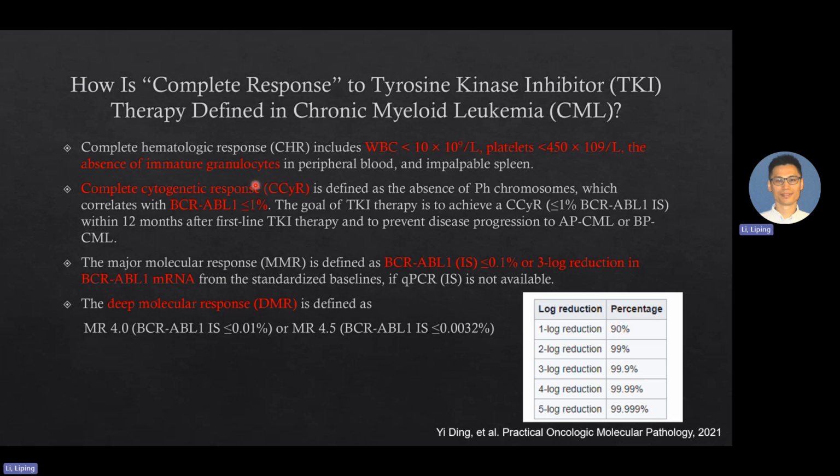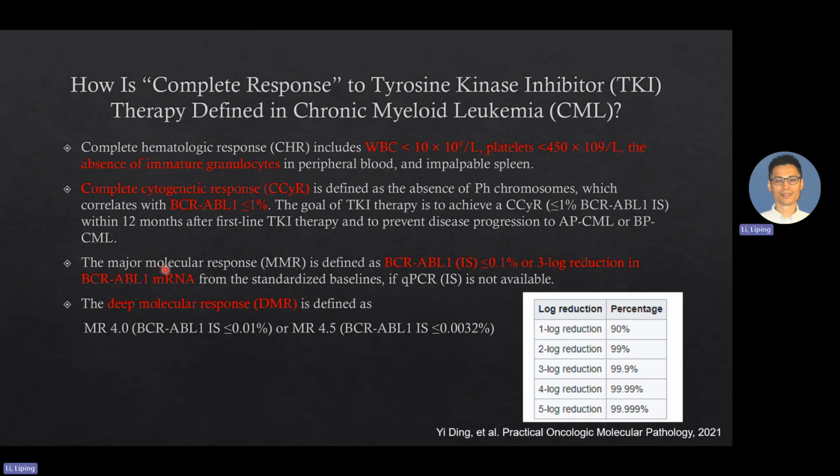So we really care about the response after the treatment. For the molecular purpose, we really want to know what the complete cytogenetic response is. That means BCR-ABL after the treatment is less than 1%. Compared to this one, we call this the 2 log, 99% reduction. That means less than 1%. And this is the goal of TKI therapy.